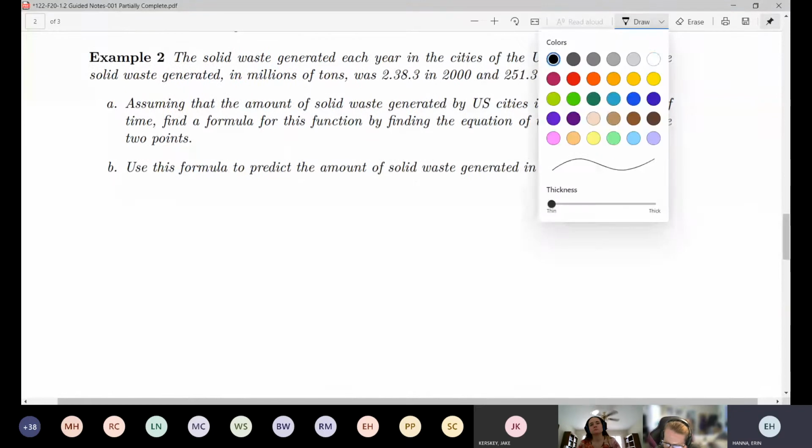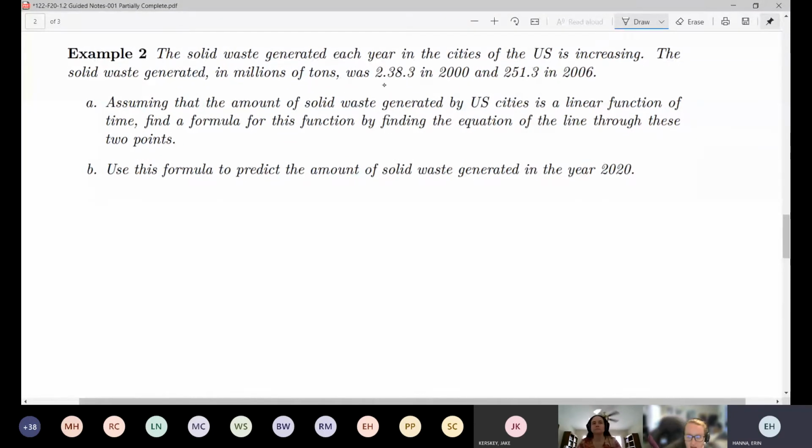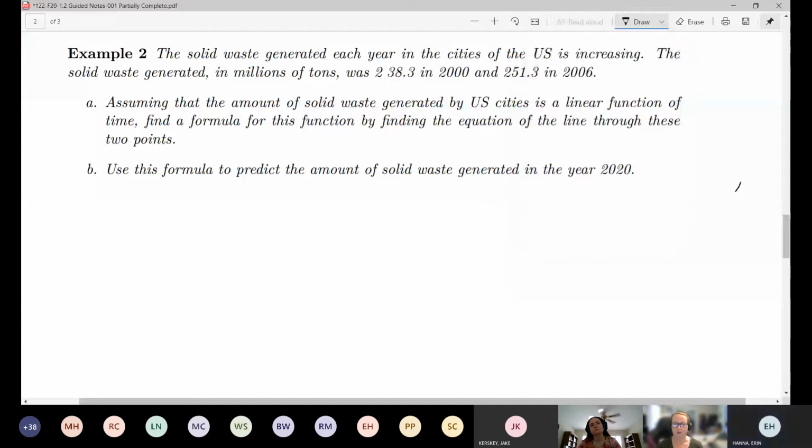And there's a typo in this question that I didn't catch when I printed them. If you're keeping track of these notes yourself, there's an extra period in this first one that should not be there. It should be 238.3. So, example. The solid waste generated each year in the cities of the U.S. is increasing. The solid waste generated in millions of tons was 238.3 in 2000 and 251.3 in 2006.